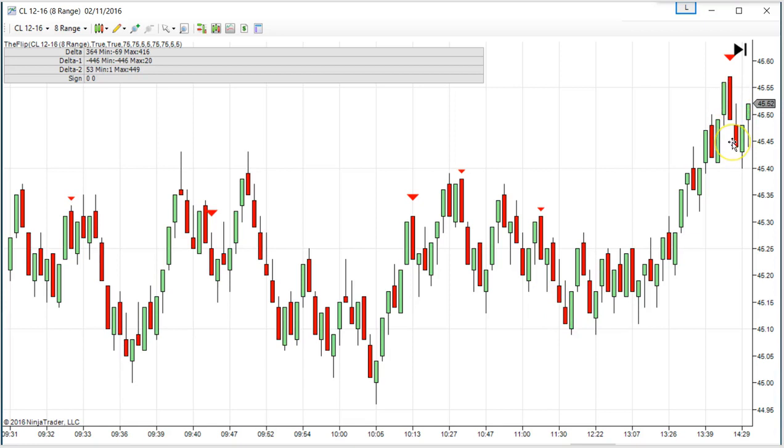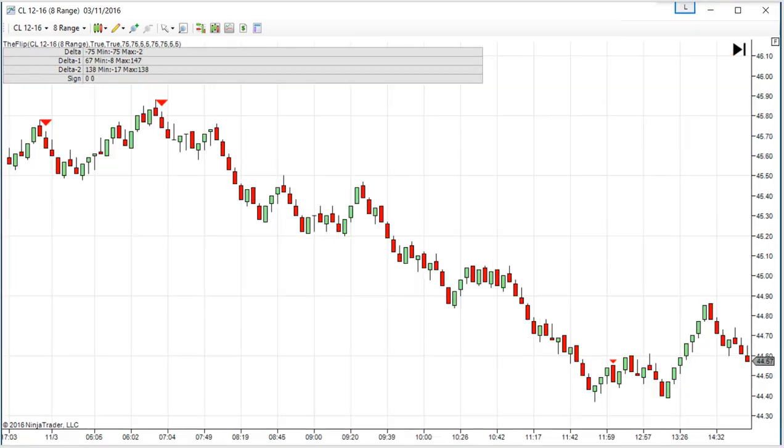There's one late in the day again, after it should start running after 2 o'clock. It's not really a time I'm looking to trade crude. This one here is overnight. Again, you're not going to take this.